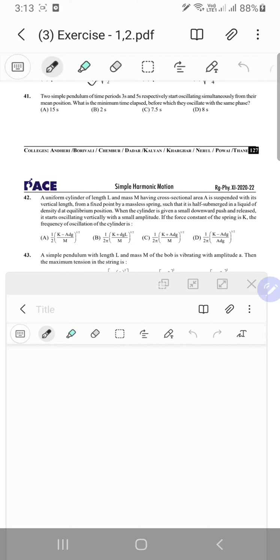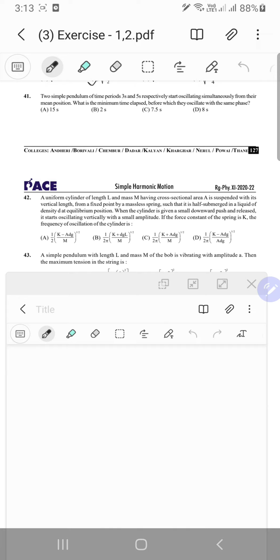Two simple pendulums of time period 3 seconds and 5 seconds respectively start oscillating simultaneously from their mean position. What is the minimum time elapsed before which they oscillate with the same phase? Okay. So their time periods are given.